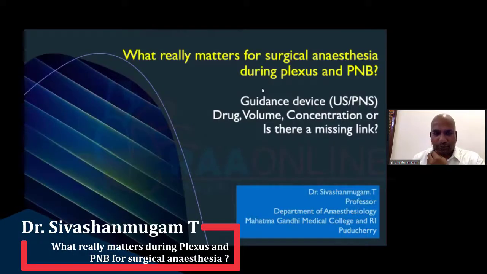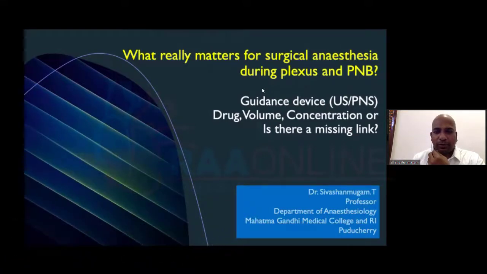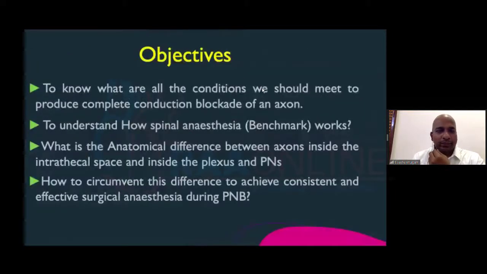So the topic for me today to discuss is what really matters for surgical anesthesia during plexus and peripheral nerve block. Is it the guidance device, that is ultrasound versus PNS, or the drug volume and concentration, or is there any missing link? So the objective is to know what all the conditions are that we should meet to produce complete conduction blockade of an axon.